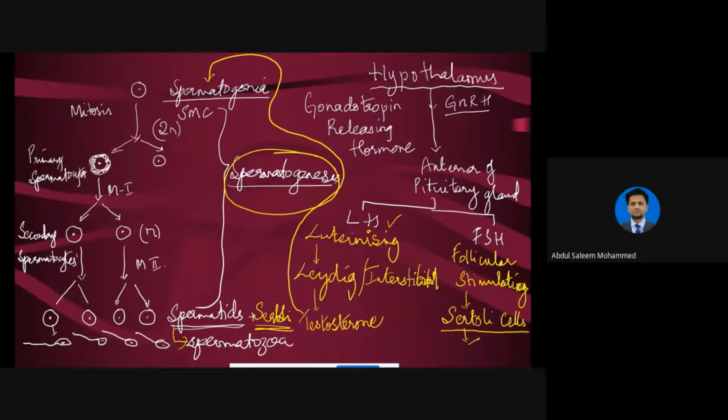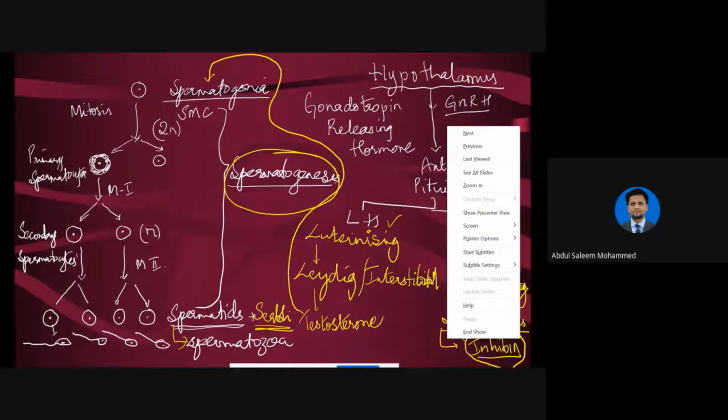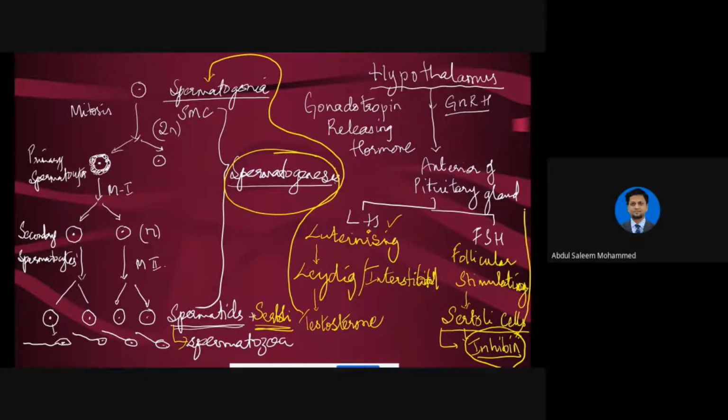This hormone is called inhibin. Once the sperms are formed sufficiently, this hormone will be released by the Sertoli cells. And what this hormone does is it goes to the hypothalamus, and it inhibits the gonadotropin releasing hormone. That means it stops the production of the gonadotropin hormone.